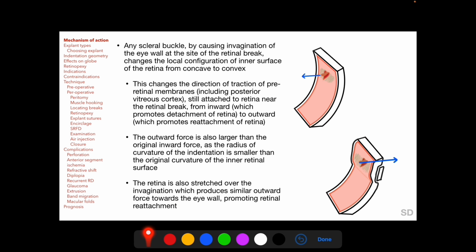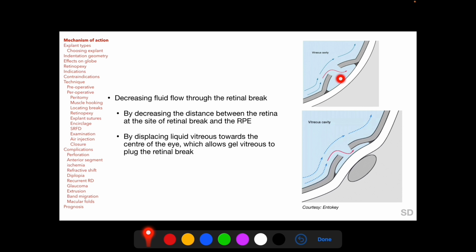Any scleral buckle, by causing invagination of the eye wall at the site of a retinal break, changes the local configuration of the inner surface of the retina from concave to convex. This changes the direction of traction of preretinal membranes, including posterior vitreous cortex, still attached to the retina near the retinal break, from inward, which promotes detachment of the retina, to outward, which promotes reattachment of the retina. And by decreasing the distance between the retina at the site of the retinal break and the retinal pigment epithelium, a scleral buckle also decreases fluid flow through the retinal break from the vitreous cavity to the subretinal space.